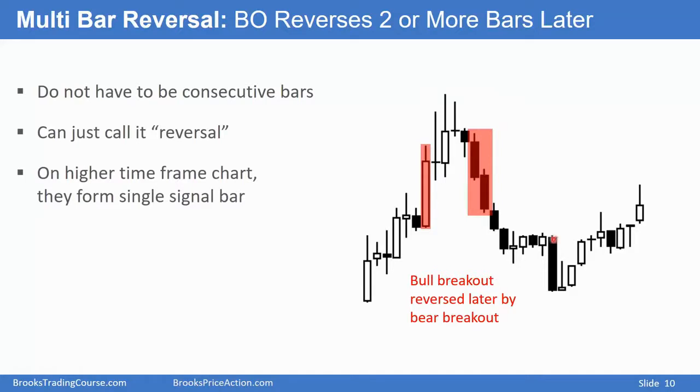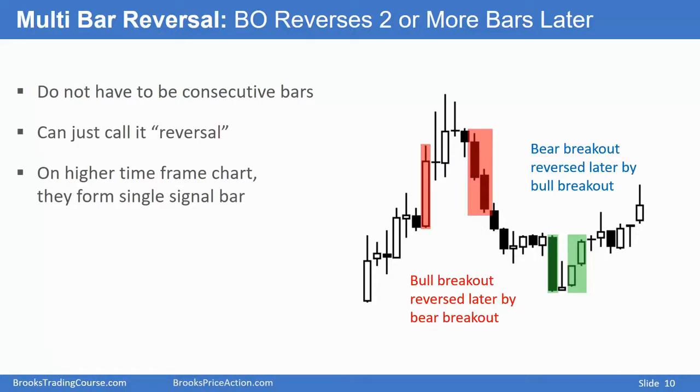Look down here, a bear breakout, and we reversed up a few bars later. Here's a 4 bar pattern, and it's a reversal. So it's a multi-bar reversal. And on a higher time frame chart, you can find some chart where it's a perfect reversal. It's not worth doing that. You just know that whenever you get a reversal that takes place over many bars, if you look at a higher time frame chart, you'll find a perfect bar.